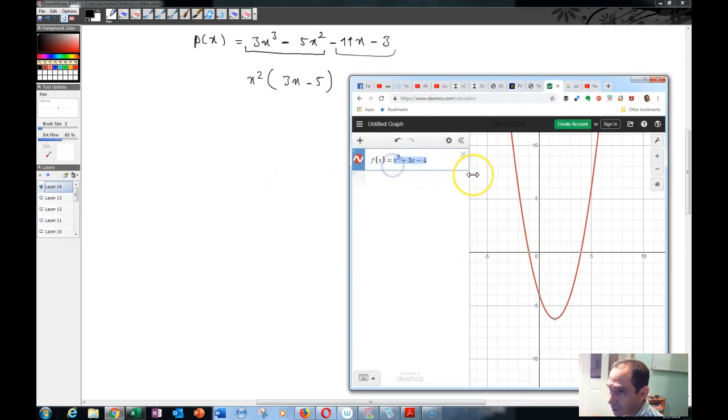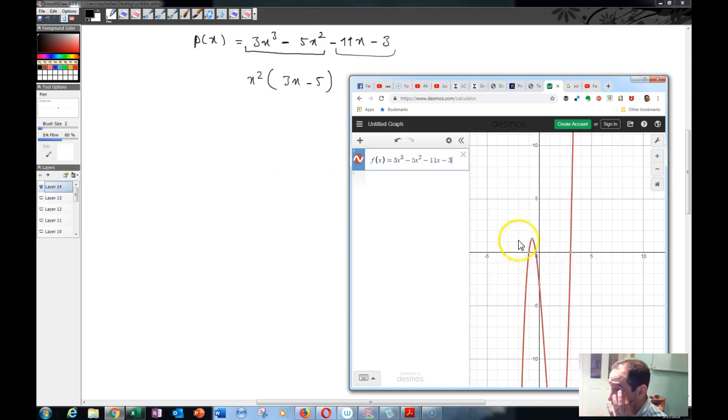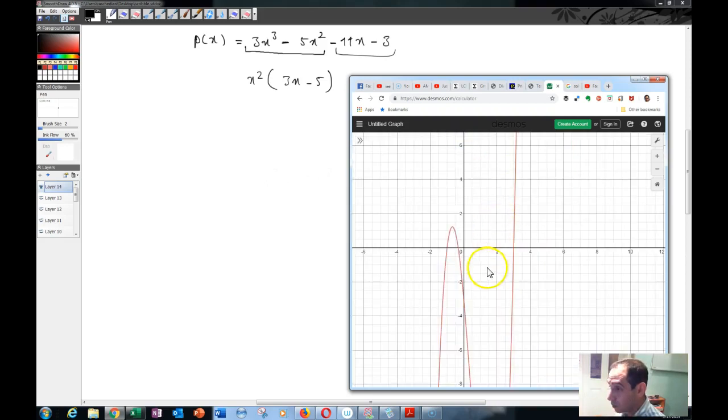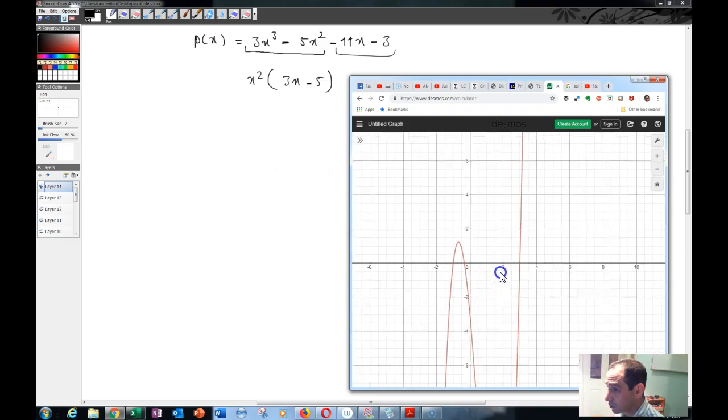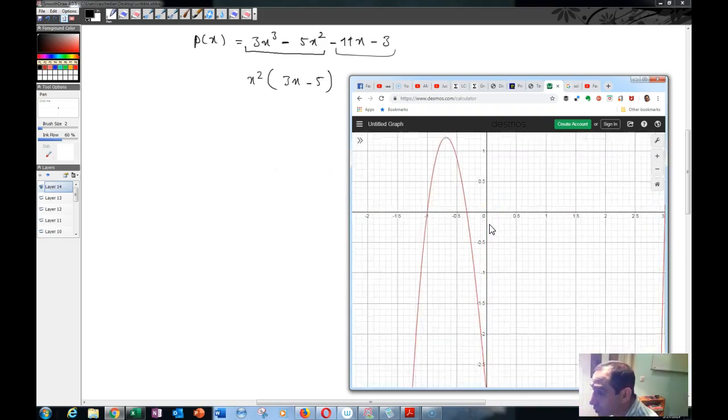So you write it as, for example, 3x cubed minus 5x squared minus 11x minus 3, and you see that your polynomial goes through the x-axis at these points. You see, this is x is equal to 3, this is x is equal to half, and this is x is equal to somewhere about, I don't know really.